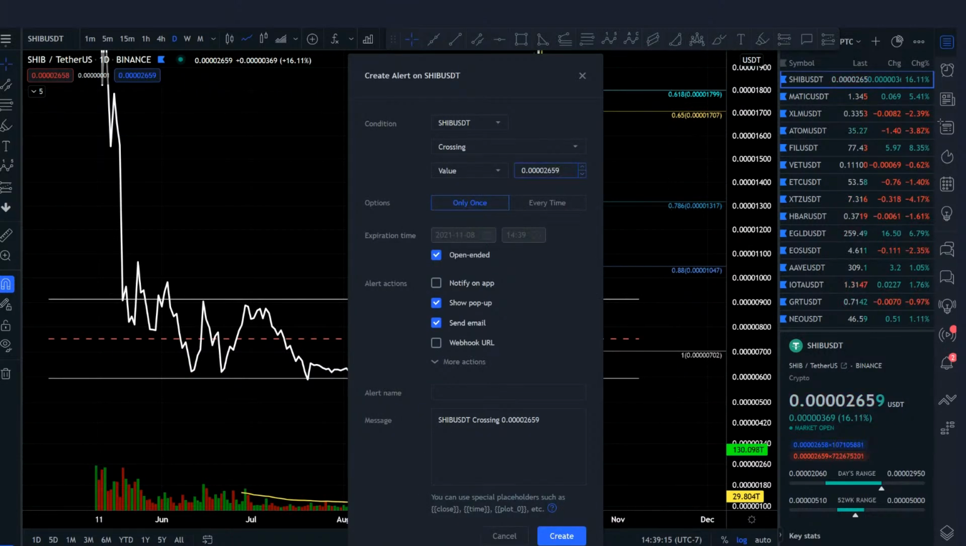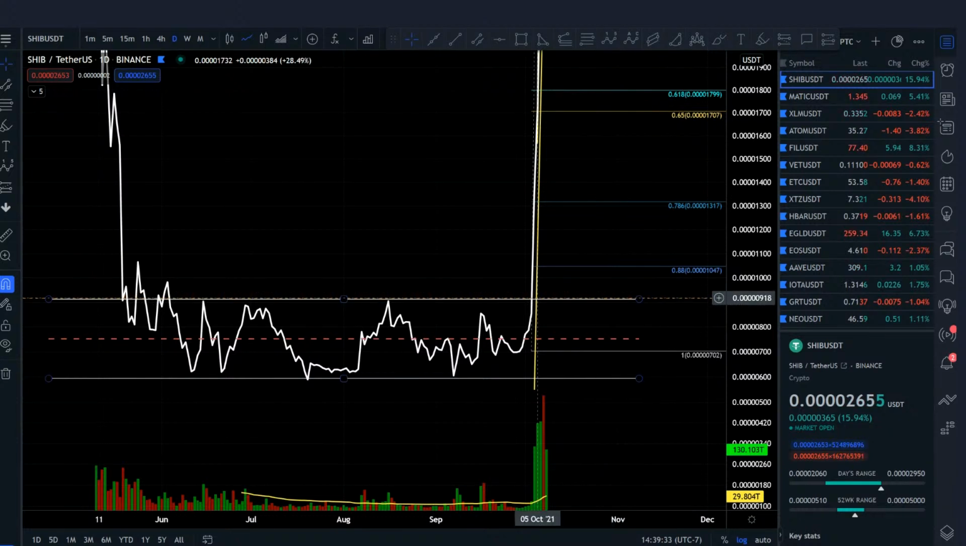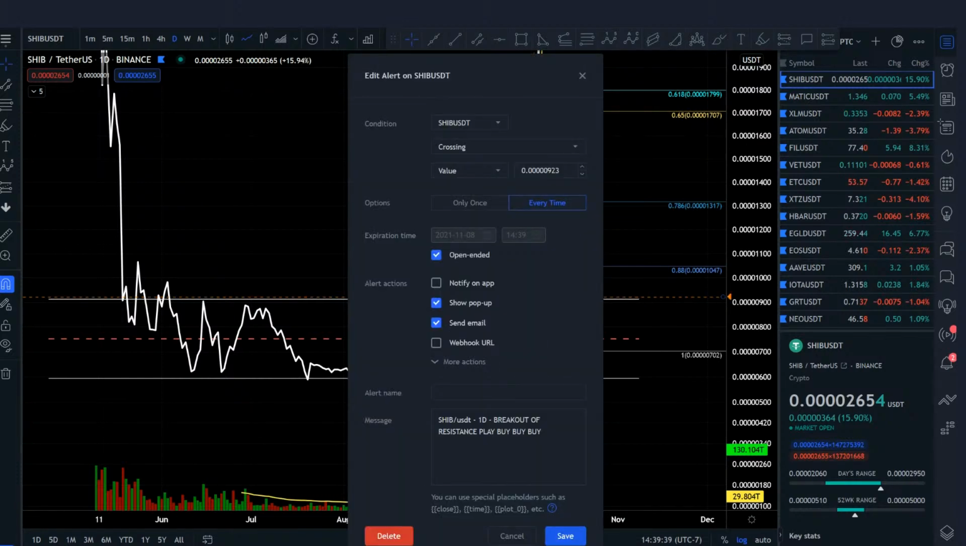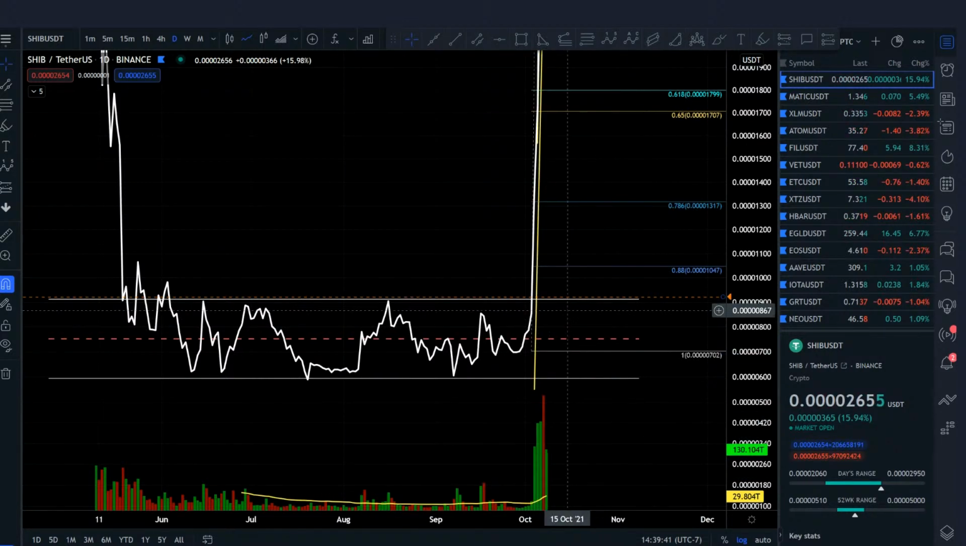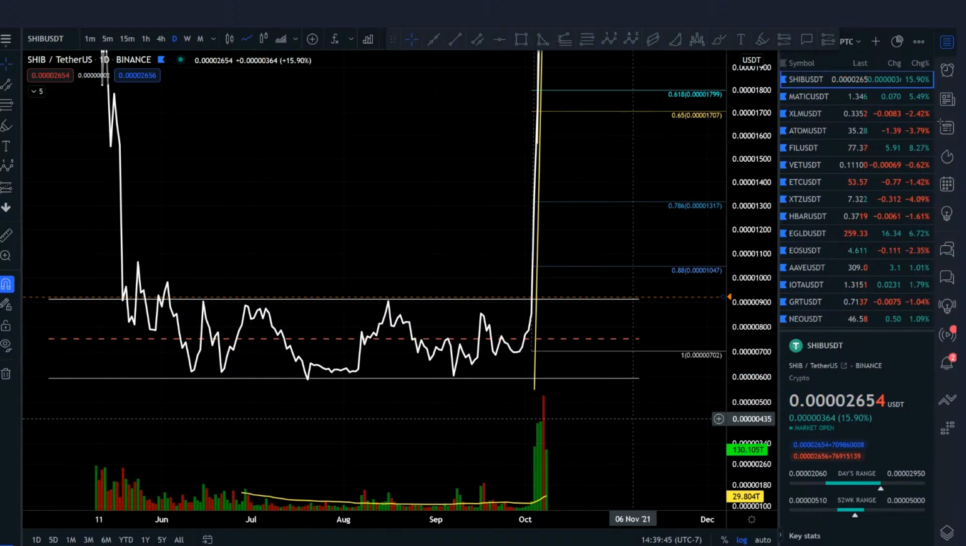And where? 918. Make sure you type in the right 918, but I'm doing it real fast right now. SHIB USDT 1 day breakout of resistance play buy, or whatever you want to write to yourself. And then once that triggered on October 2nd and 3rd, boom, you have to make a decision. Are you going to commit to your alert or not? That's how simple it is.